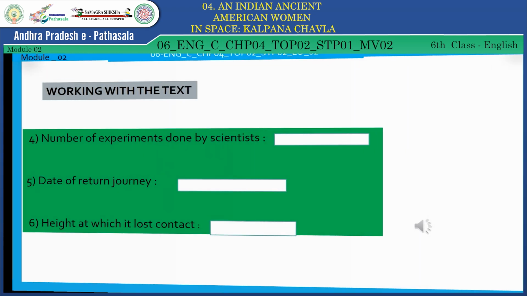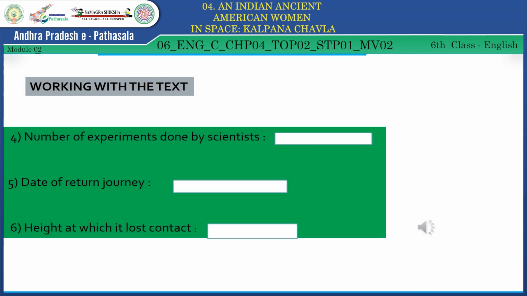The text 2 remaining part. Fourth one, number of experiments done by scientists. Number 5, date of return journey. Number 6, height at which it lost contact. So by reading the news report, you will get these answers. Find out and fill in the blanks.